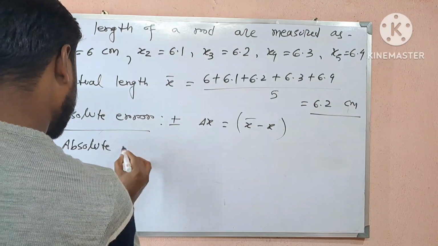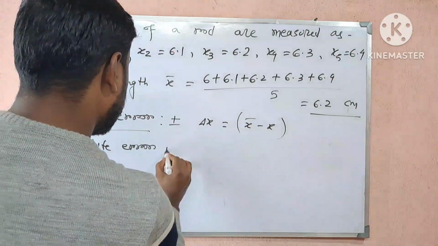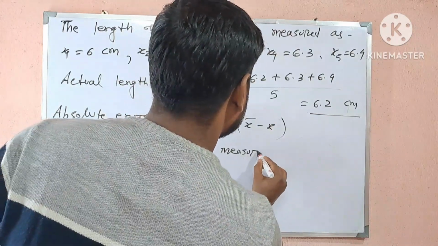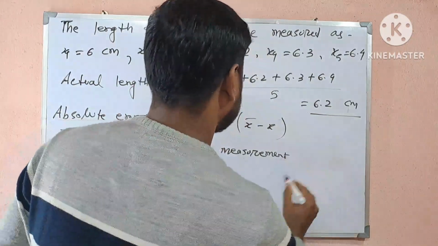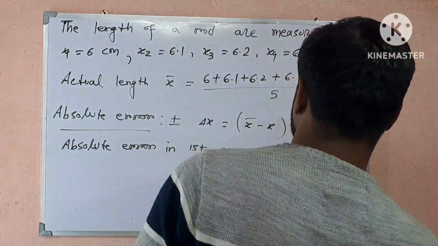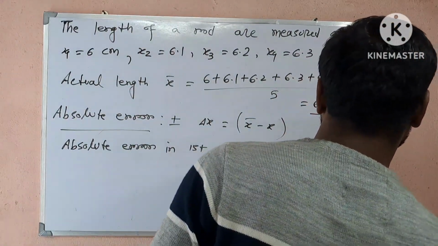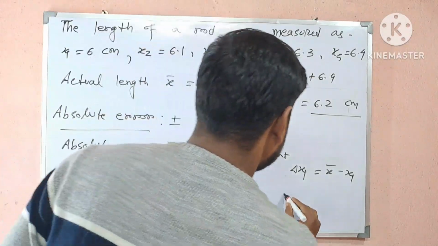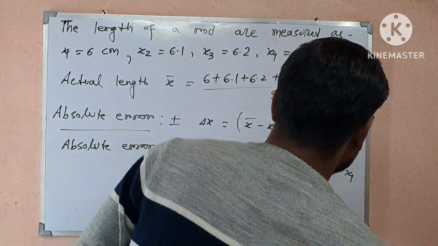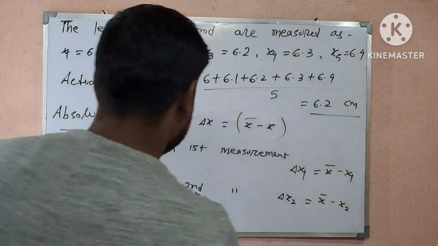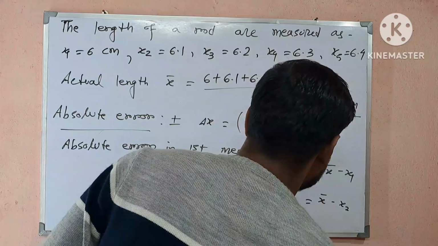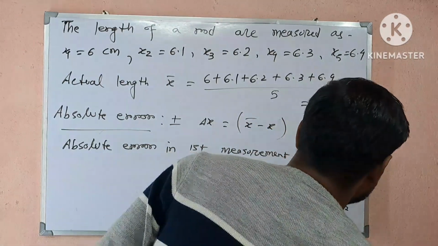Absolute error in first measurement, that is delta x1, it will be x bar minus x1. Similarly, absolute error in second measurement, that will be delta x2 is equal to x bar minus x2. Similarly, absolute error in third measurement, that will be delta x3 equal to x bar minus x3.